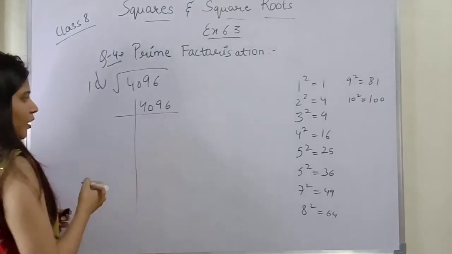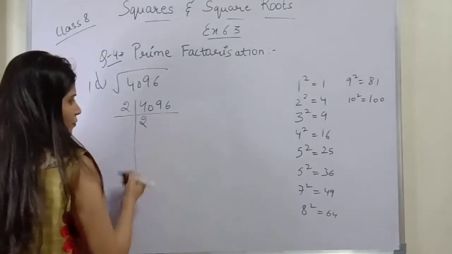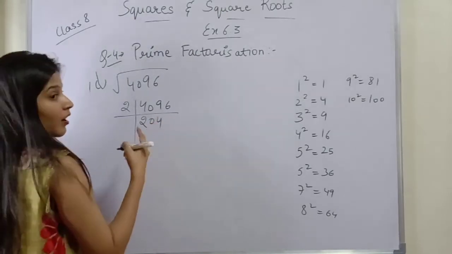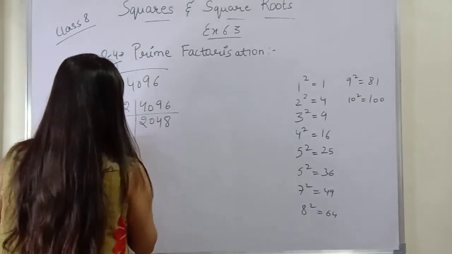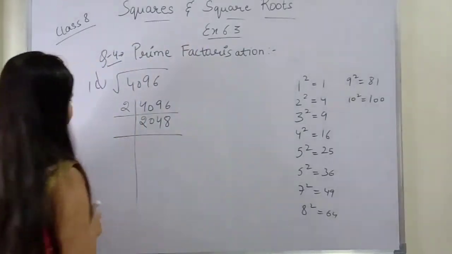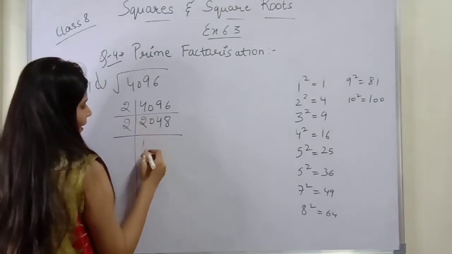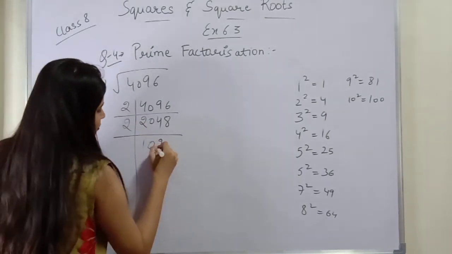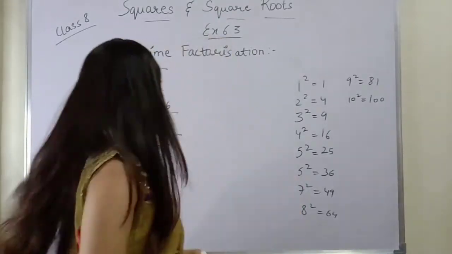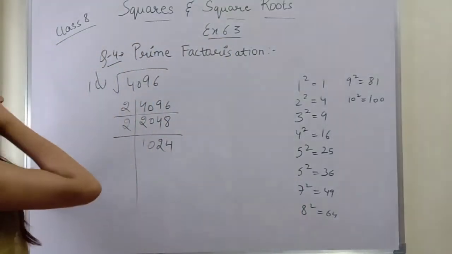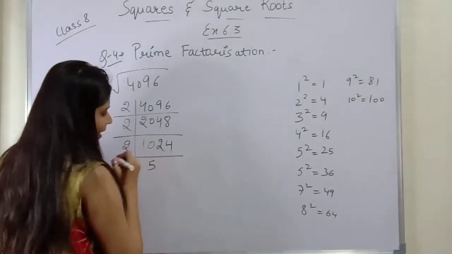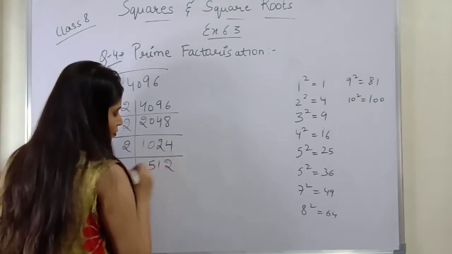Again it is a multiple of 2. 2 2s are 4. 0 as it is. 2 4s are 8. 16. 2 8s are 16. Now again this number is a multiple of 2. 2 1s are 2. 0 as it is. 2 2s are 4. 2 4s are 8. Okay. Now again this number is a multiple of 2. 2 5s are 10. 2 1s are 2, 2 2s are 4.